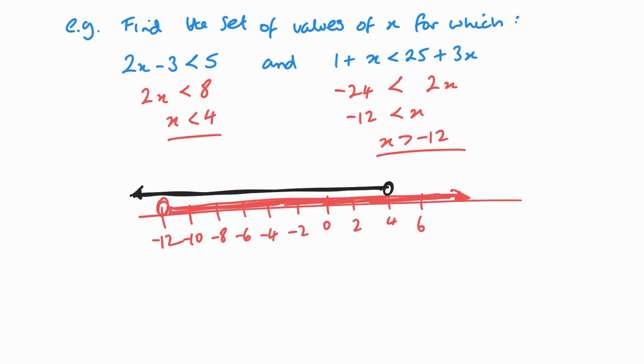Now what works for both of them, well, it should be obvious, but what works for both of them is between these two blue lines. So we're actually looking at when x is less than 4 but greater than negative 12. Okay, so very straightforward that. And in set notation you can write it pretty much the same way.